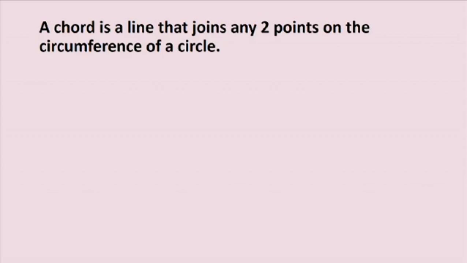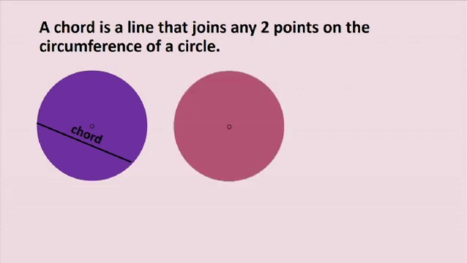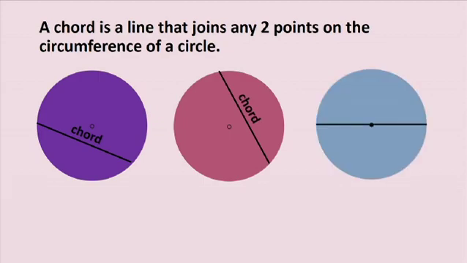Now, what is a chord? A chord is a line that joins any 2 points on the circumference of a circle. So you have a circle here and you have a line. This line is in fact called a chord. It joins any 2 points on the circumference of a circle. You have a second example of a chord. Now, what about this line? You can see that this line touches 2 points on the circumference of a circle. It is a chord, but at the same time, it is also the diameter because it passes through the center. In fact, the longest chord of a circle is the diameter.